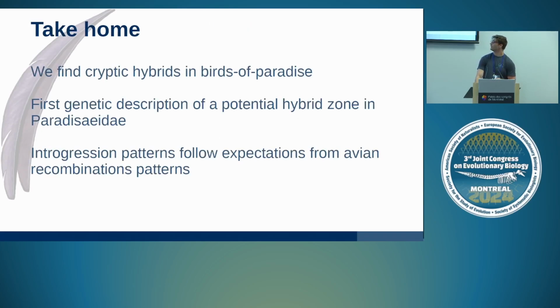With that, we find cryptic hybrids in birds of paradise. We have some sort of putative hybrid zone going on where we would need more data to be able to look at its dynamics, but it seems promising that it could be a hybrid zone between these two species here. And we see that the introgression patterns follow the expectations from recombination patterns.